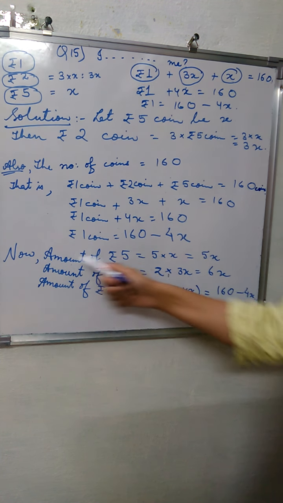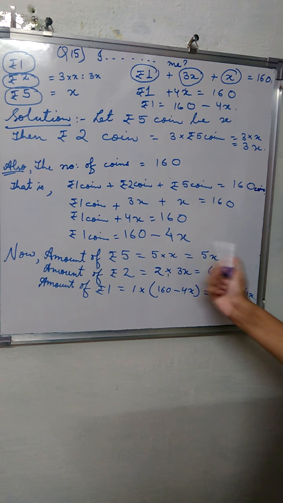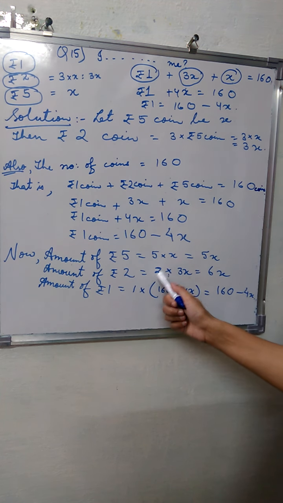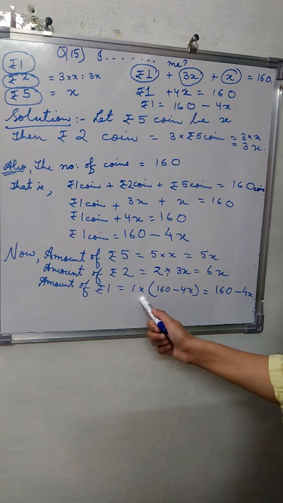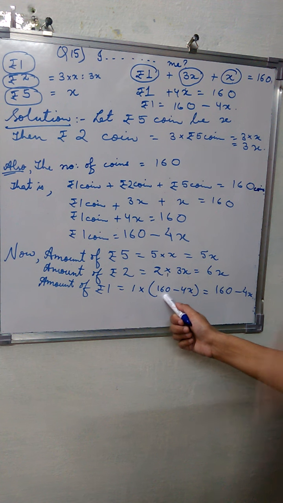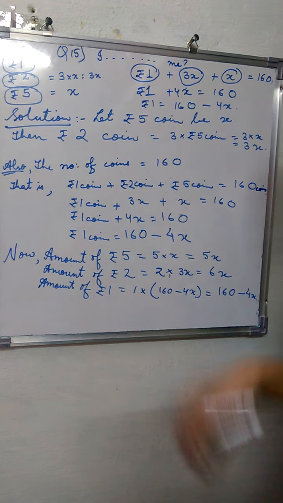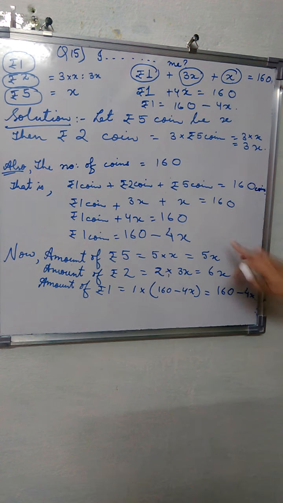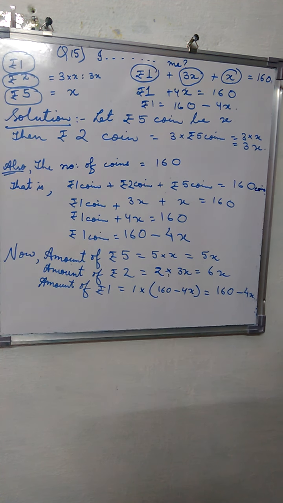Also you have to find the amount of rupees 5 coins. So 5 into x, that is 5x. Amount of rupees 2 coins, that is 2 into 3x, that is 6x. Amount of rupees 1 coins, that is 1 into 160 minus 4x, which is the same because they are being multiplied by 1. Now according to the question, the total of these will give you rupees 300. So let me rub the board.